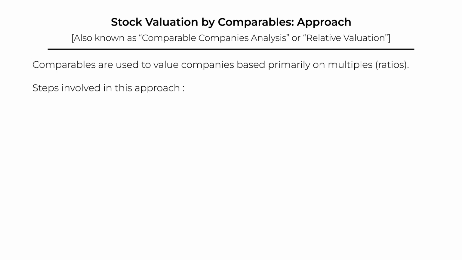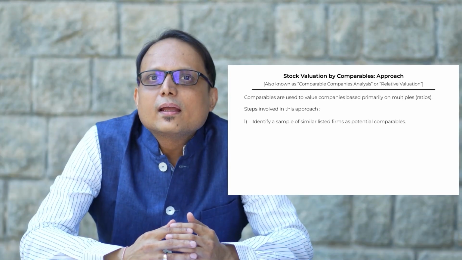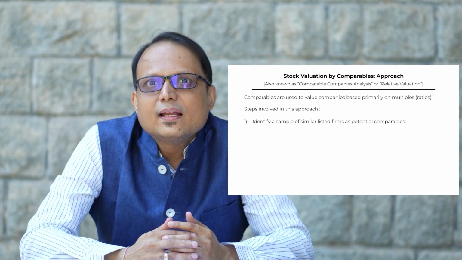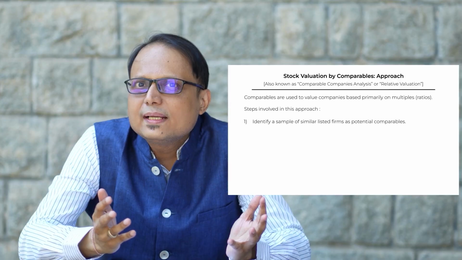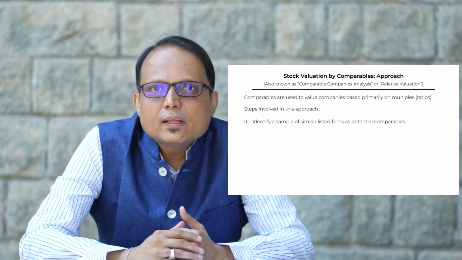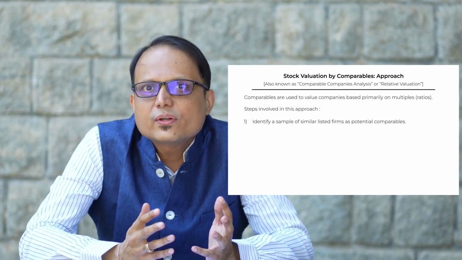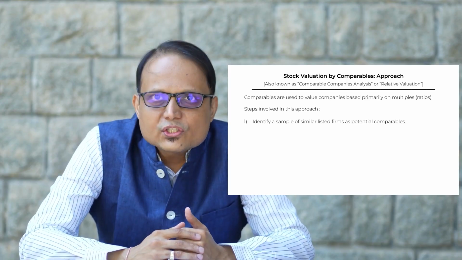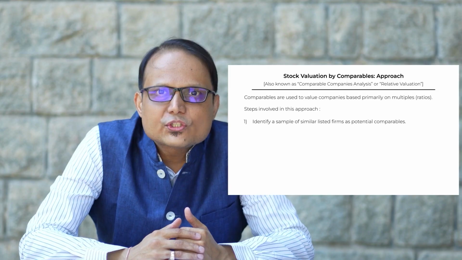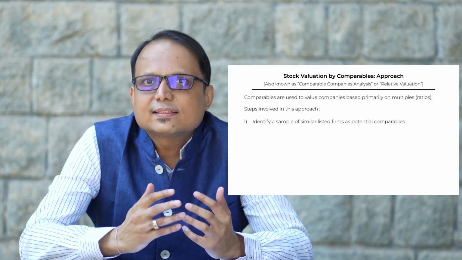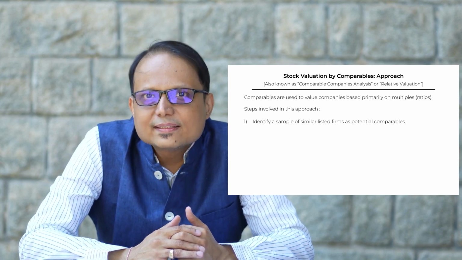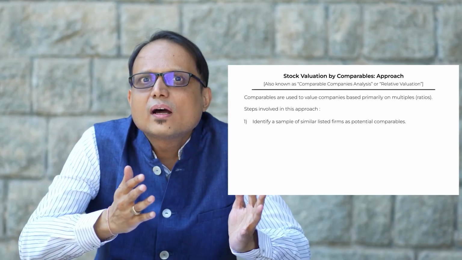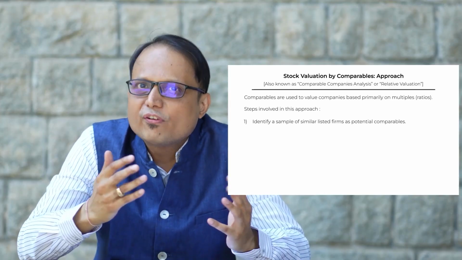The first step involved in this approach is to identify comparables. Comparables means firms that are comparable or similar to the firm whose stock price we want to find out. Typically, we refer to firms in the same industry as comparables. Additionally, we might impose constraints in the form of, let us say, size. We might require that our comparables have a size which is similar to the size of our firm whose stock price we want to find out.